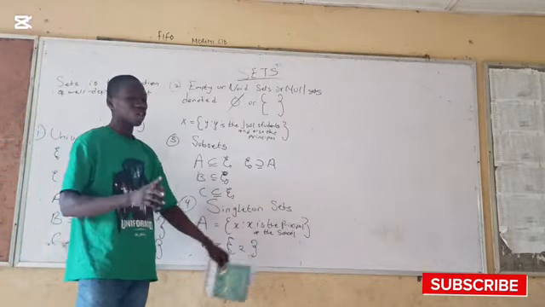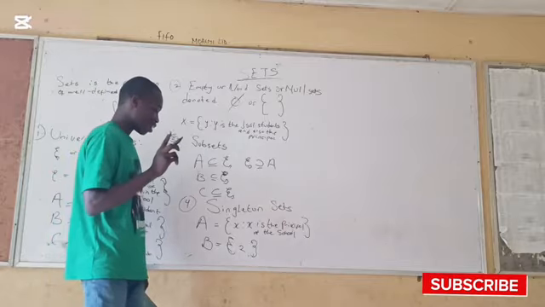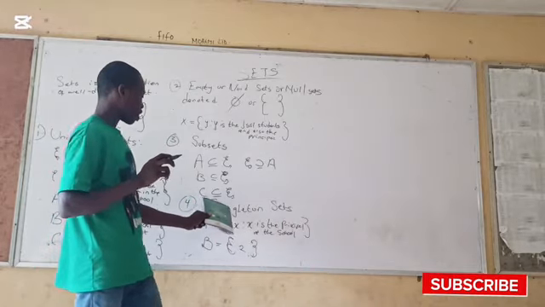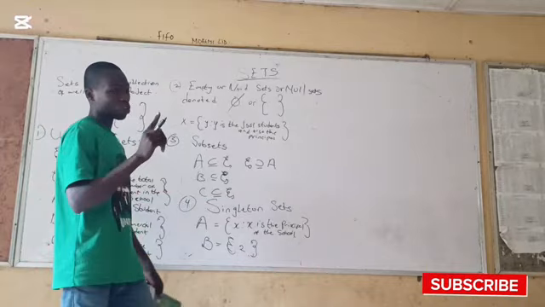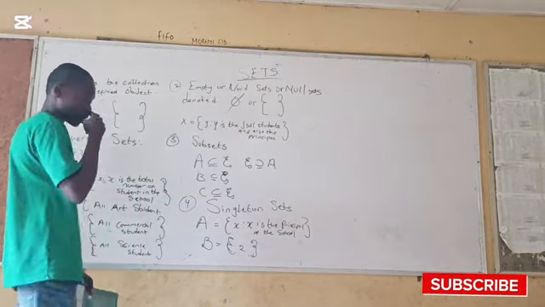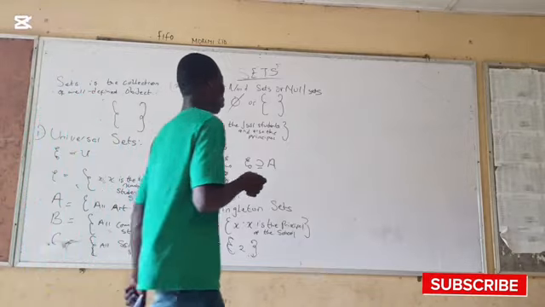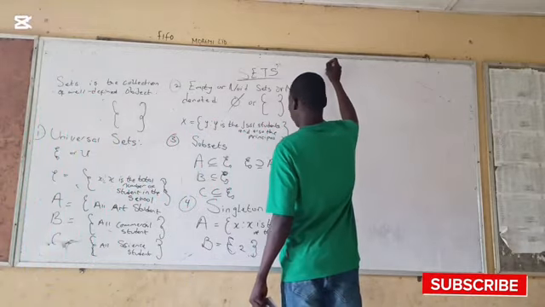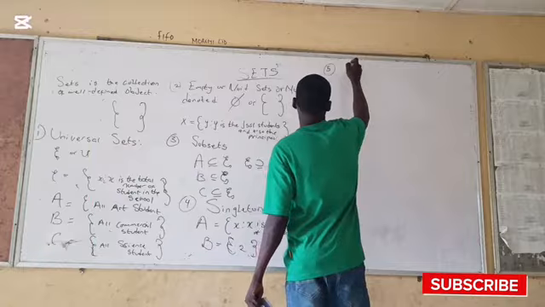Now, you know that in a school you have only one principal. Therefore, it is called a singleton set because it contains only one element. Now we have what we call number 5. We have what we call a finite set.